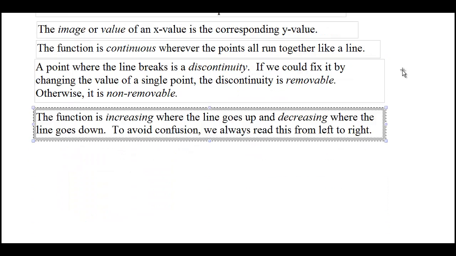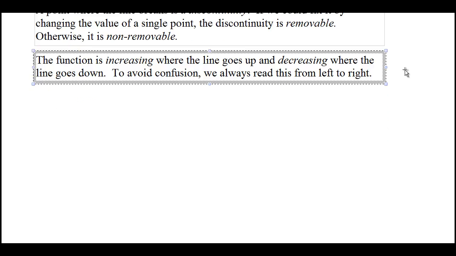The function is increasing where the line goes up and decreasing where the line goes down. To avoid confusion, we always read this from left to right. If it's going up from left to right, it's increasing.